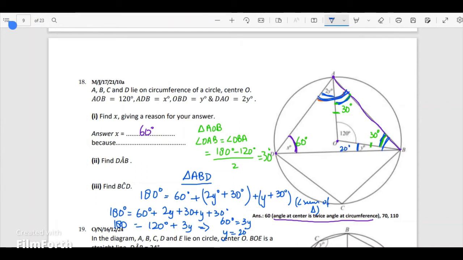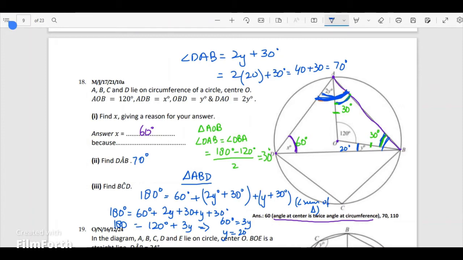And what we had to find was DAB, this complete angle here. And this complete angle was what? Angle DAB was actually 2y plus 30 degrees. So if I substitute the value of y right here, it would be 2 times 20 plus 30 degrees, that would be 40 plus 30, hence the answer is 70 degrees. So 70 degrees is the answer. So much going on in here, but I hope you understand.